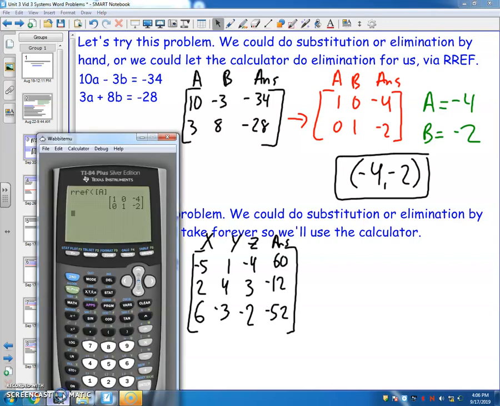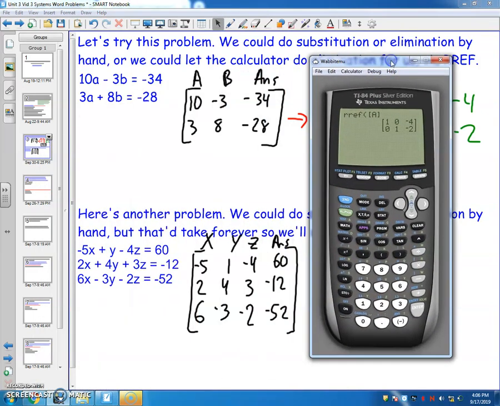Go to my calculator and type it all in. So again, second matrix, edit. It's now a 3 by 4. Type in all the numbers: -5, 1, -4, 60. 2, 4, 3, -12.